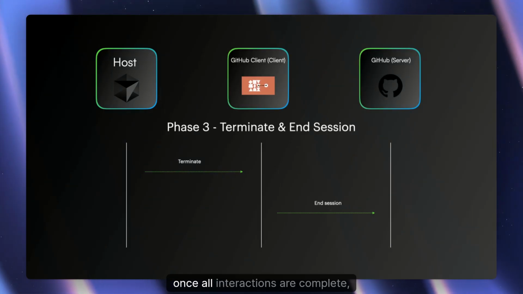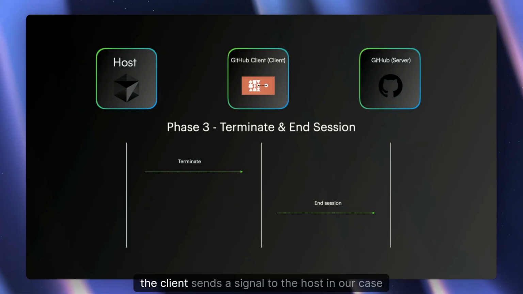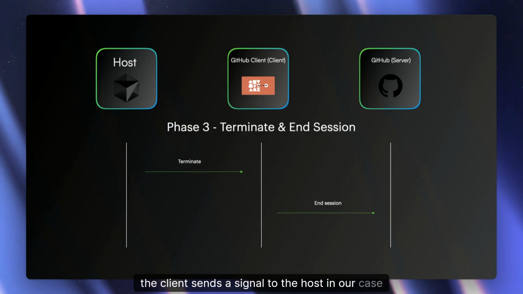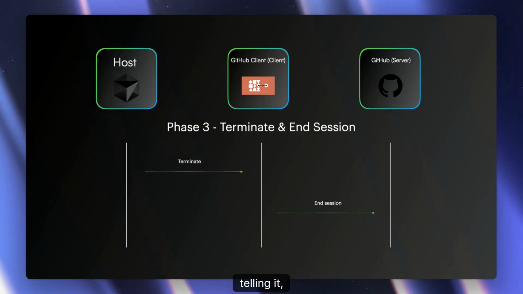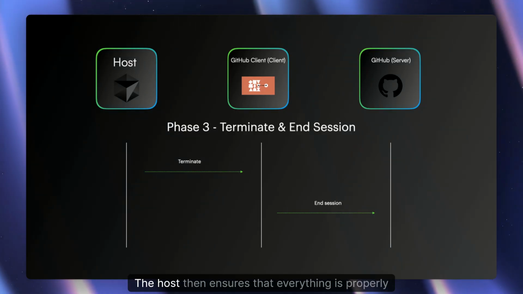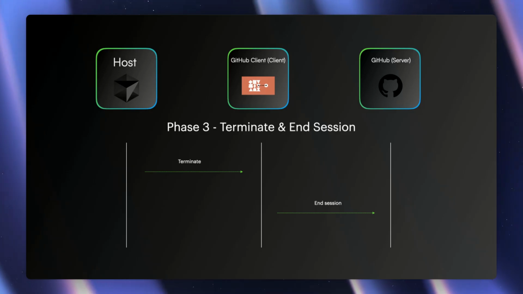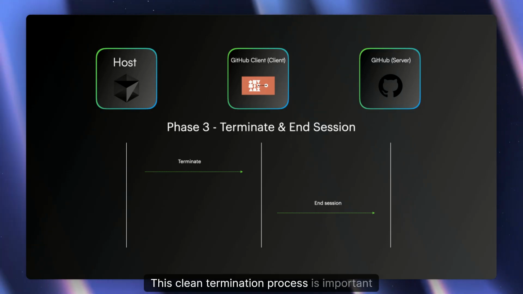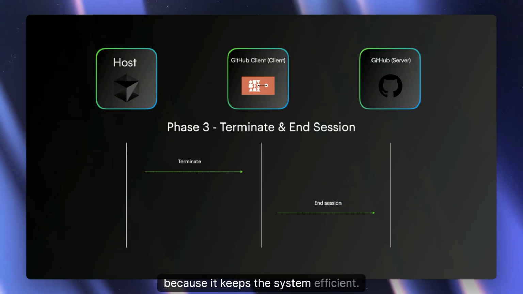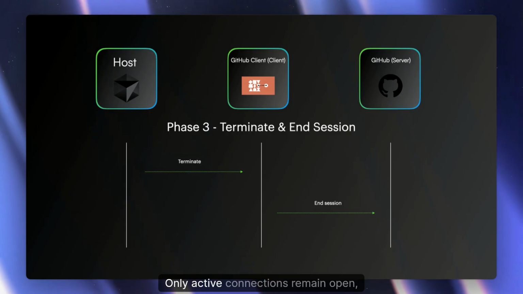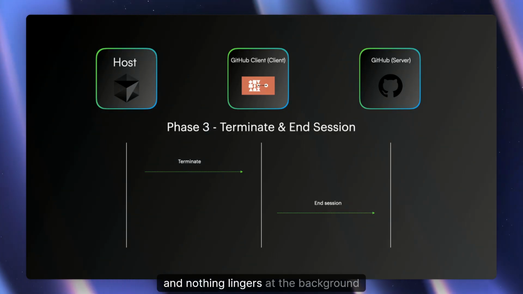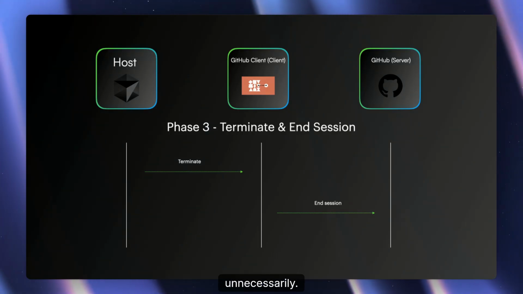Now, once all interactions are complete, the client sends a signal to the host, in our case Cursor, telling it, "Hey, we are done here." The host then ensures that everything is properly closed, freeing up resources and preventing unnecessary connections from staying open. This clean termination process is important because it keeps the system efficient. Only active connections remain open and nothing lingers in the background unnecessarily.